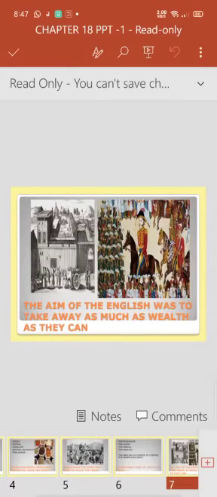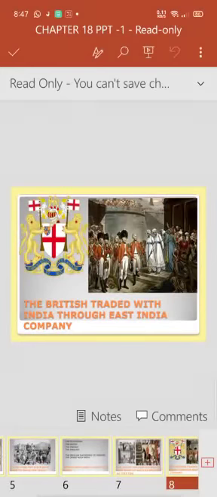See, while the English started trade with India, their aim was to take away as much wealth as they can from India to their own country. In the first picture here, students, you can see the logo of the East India Company, and in the second picture, you can see people of East India Company overpowering Indian provinces. Well, the British established a company which was named East India Company to trade with India.